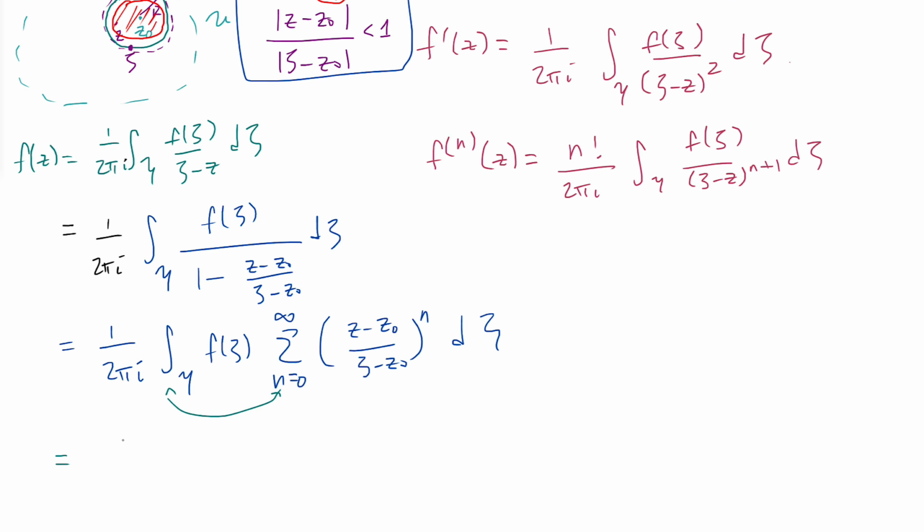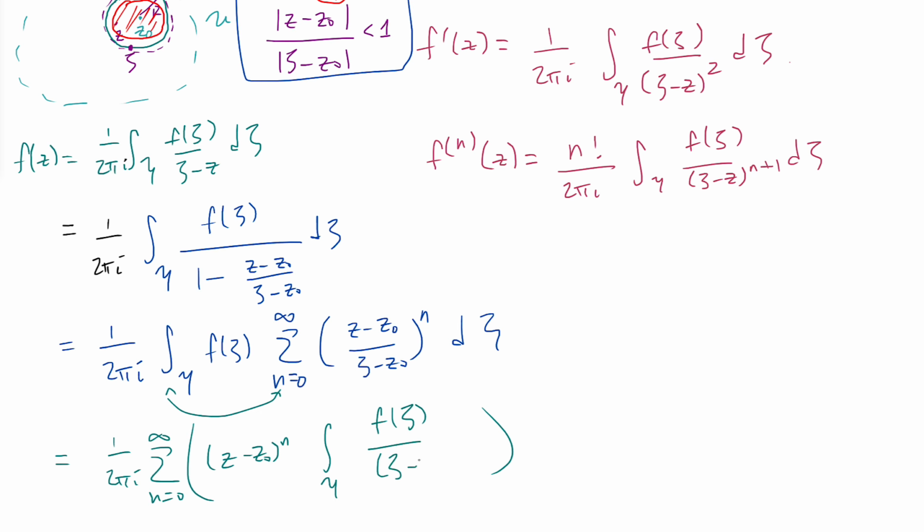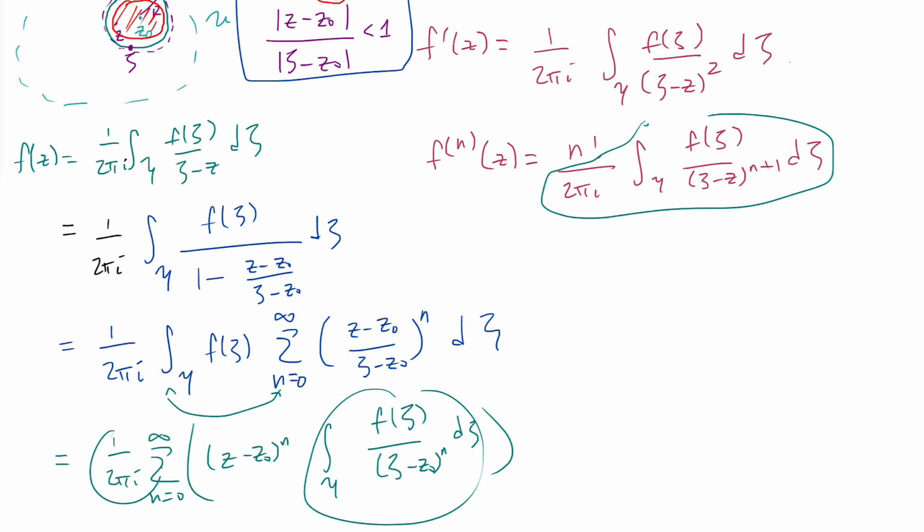So what we get here is 1 over 2 pi i times the sum from n equals 0 to infinity of this expression. So we have (c minus c naught) to the nth power, and we also have the integral along gamma of f of zeta over (zeta minus c naught) to the nth power d zeta. And where have we seen this before? Well, we have seen it exactly here, right? We also have 1 over 2 pi i here.